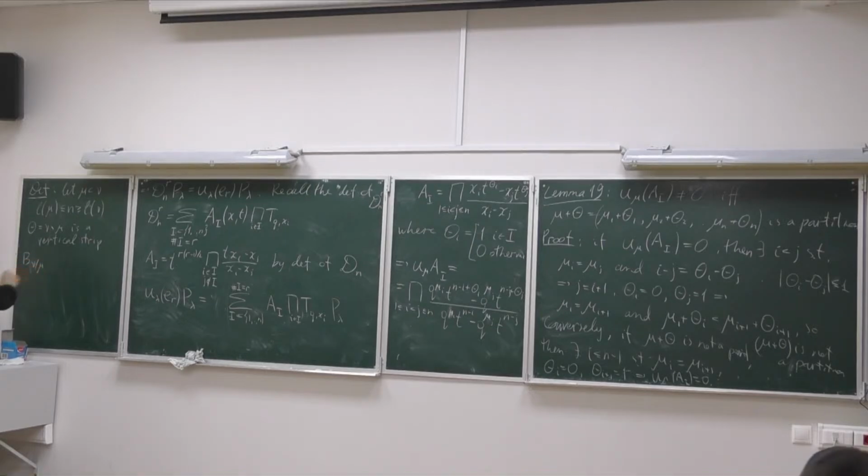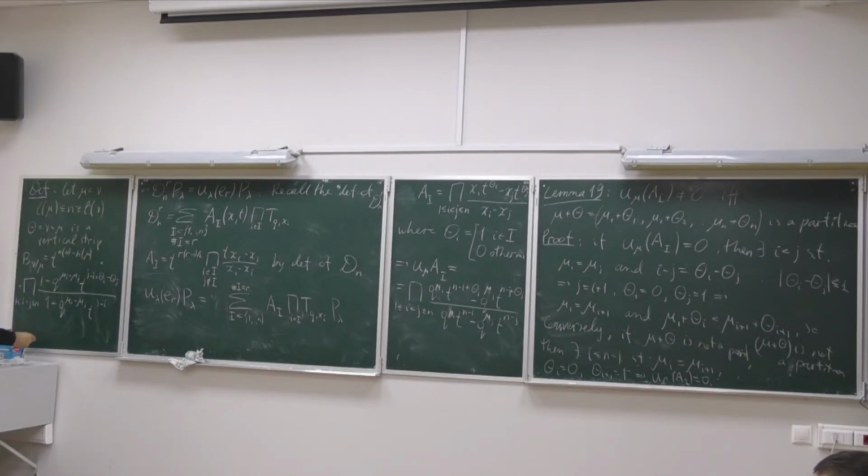b nu mu as t to the power n of nu minus n of mu times the product over all pairs i less than j of 1 minus q to mu i minus mu j t to the power j minus i plus theta i minus theta j over 1 minus q to mu i minus mu j t to the power j minus i. The last two lines are one big product that just didn't fit on the board. Right. This times that.